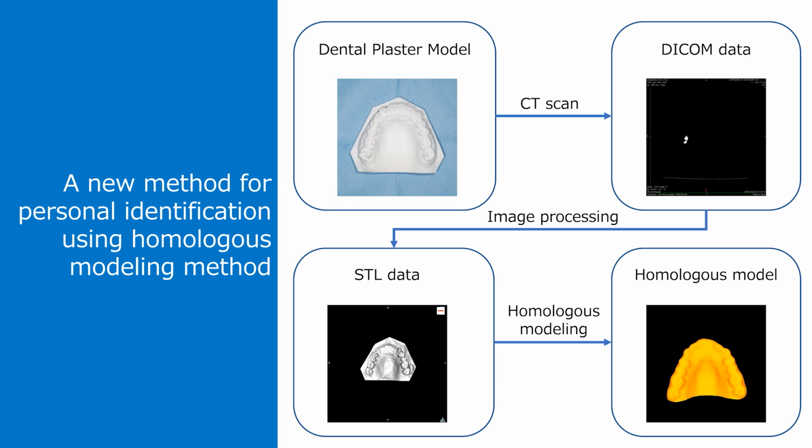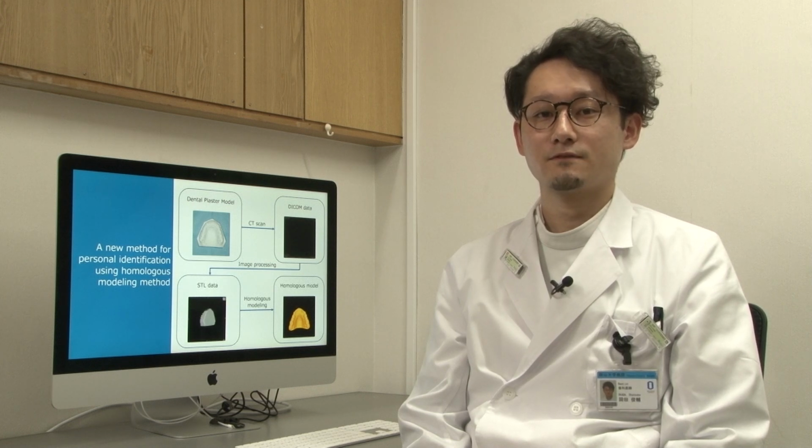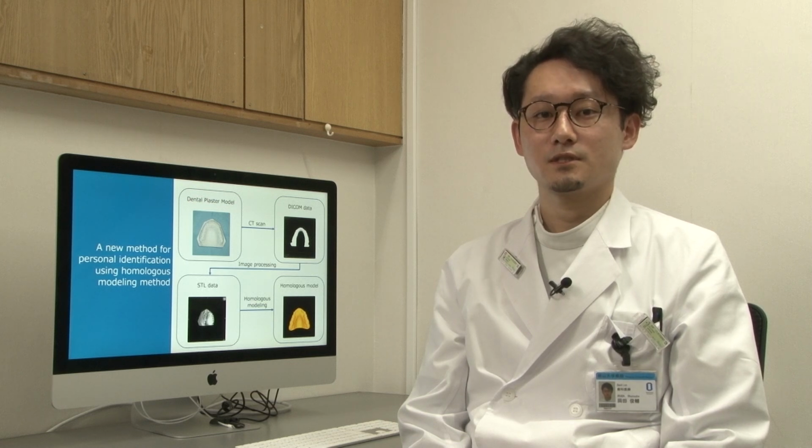In our research, we CT scanned dental plaster models and created STL data. By using a method called homologous modeling, we found out that the morphology of palate is effective in personal identification. Right now, we have only one staff in the department, and it is not easy to welcome many students. But if you are interested, please contact us.